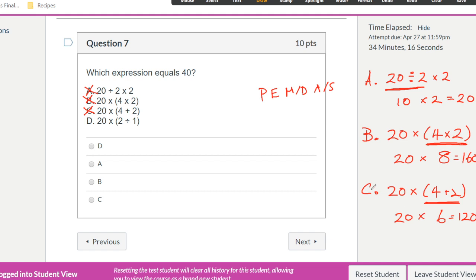D is obviously going to be our right answer, but we're going to check anyway. Maybe Mr. Lin made a typo and wrote the question wrong. 20 times (2 divided by 1). We solve what's inside the parentheses first. That's going to get us 2. And then we can write down the 20 times. 20 times 2 is going to be 40. So he didn't make a typo. It is D. Now, I noticed that this is in a random order, but I see that this one says D. So I'm going to click that one.